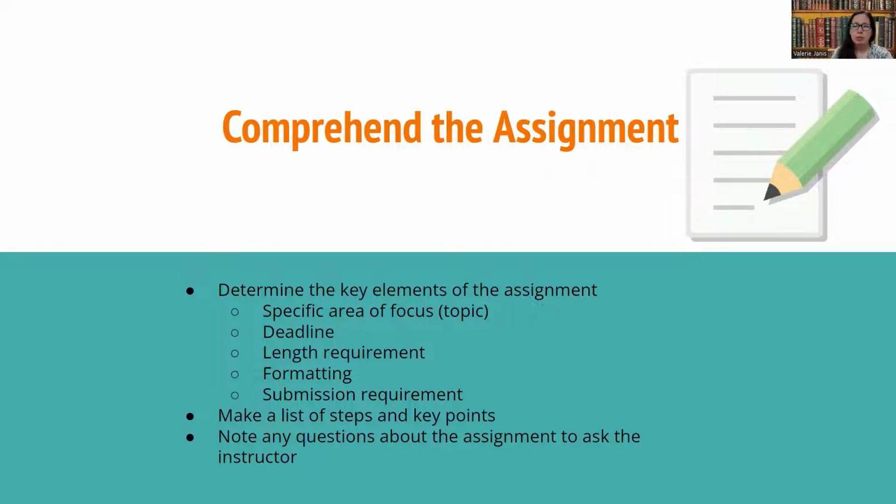When you are writing a paper, think about, okay, I need to do my research. This is my deadline. I need to write my paper. These are the key points of my paper. Use a highlighter or write them down. Note any questions you have about the assignment that you can ask the instructor. It's really important to ask questions early. So read over your assignment requirements as early as you can when you get them, when you get your syllabus, so that way you can ask them so you know what you have to do.